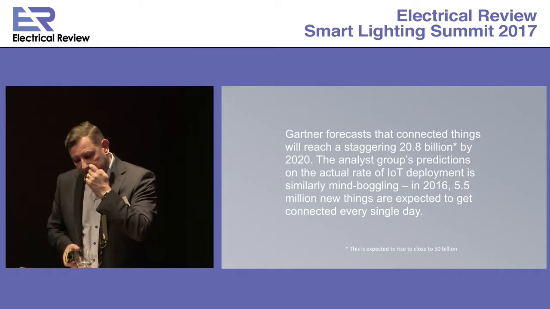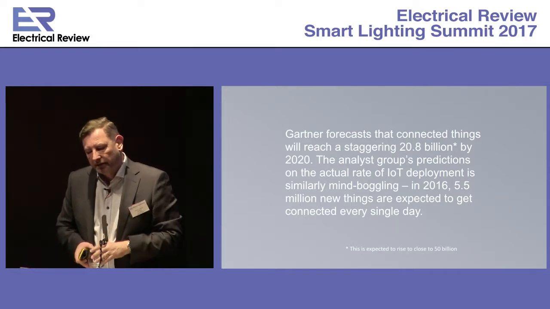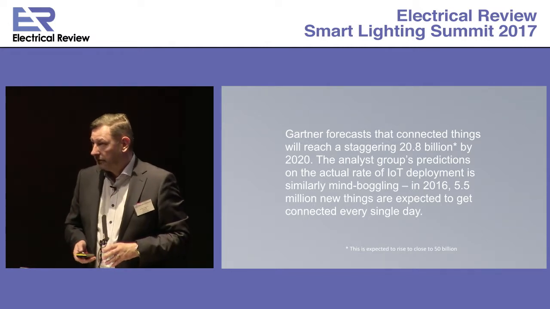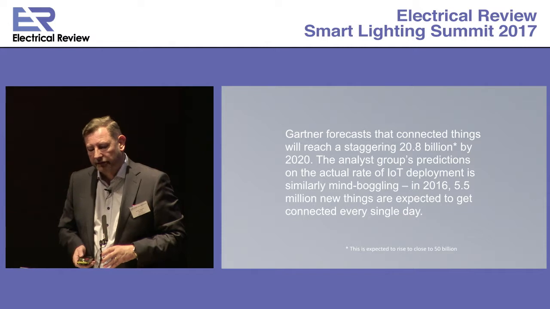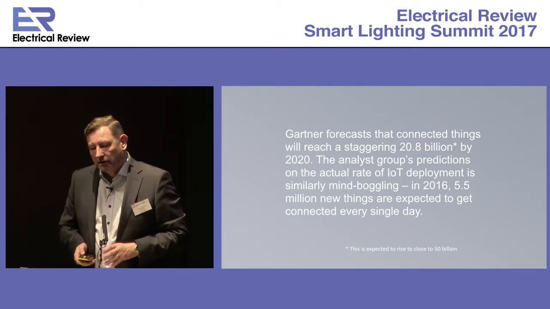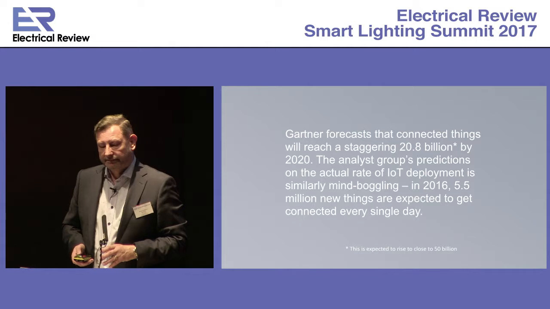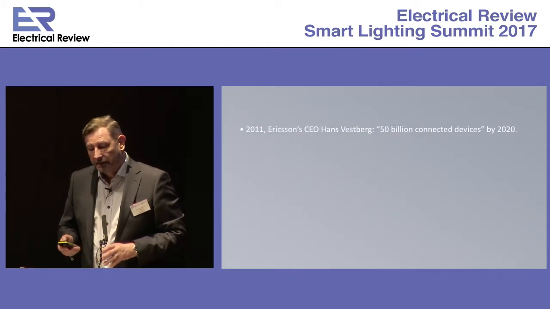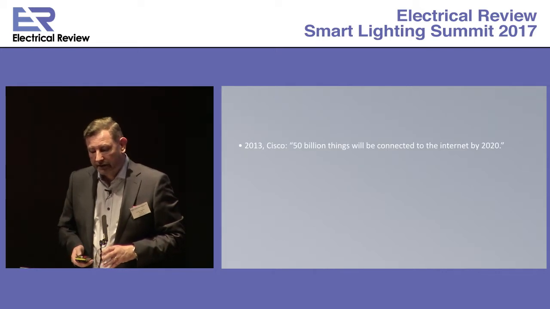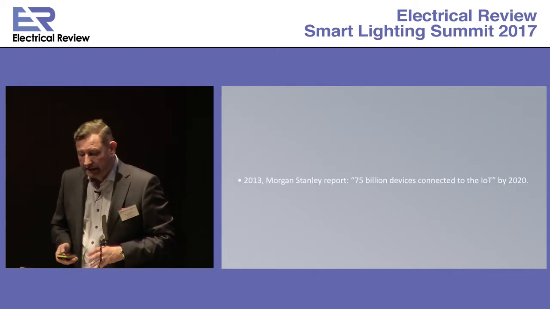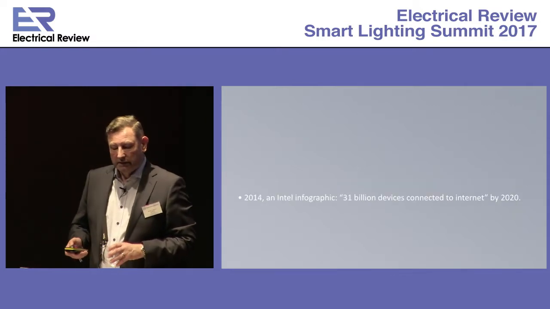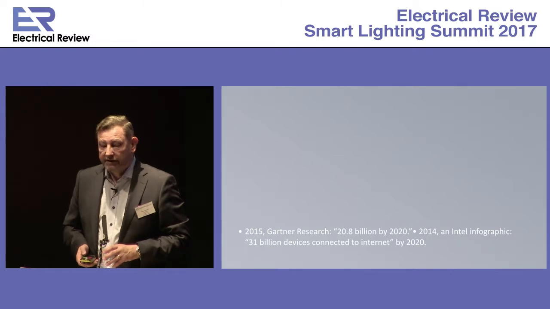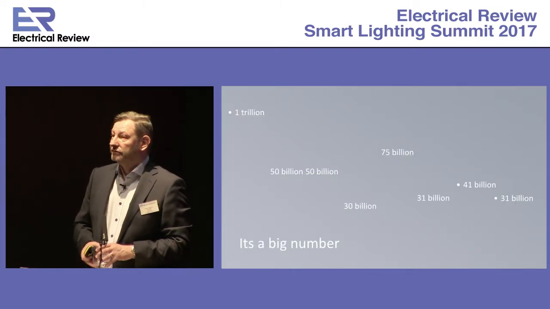Gartner have forecast that by 2020, there will be 20.8 billion connected devices. Now, I'm going to show you something else as well. If you take the next few slides, in 2020, IBM thought it was going to be $1 trillion. Then Ericsson said 50 billion, 50 billion by Cisco, 30 billion is going down, 75 billion by Morgan Stanley, 31 billion by Intel, 41 billion has gone up again, and it's gone down again, 20.8 billion. So the trend is no one really knows.